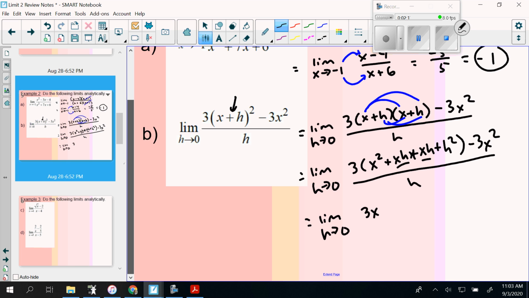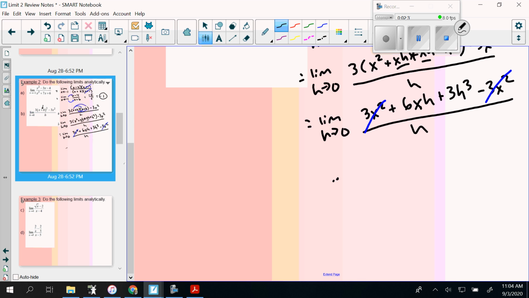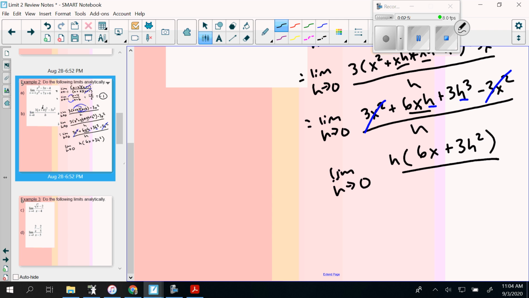So that's going to give us 3x squared. We got 2xh times a 3 is going to end up being 6xh, plus, distribute that, 3h squared, minus 3x squared, all over h. These now cancel because one's positive, one's negative. And now these terms remaining, notice both have an h here, so I'm going to factor out an h. So now we have 6x left over from this term, and we have a 3h squared left from that other term. Now these two h's cancel.